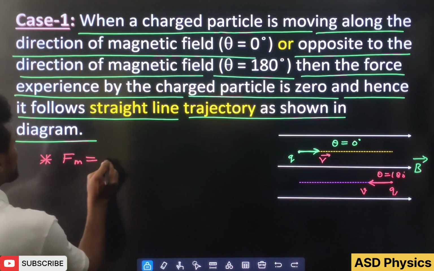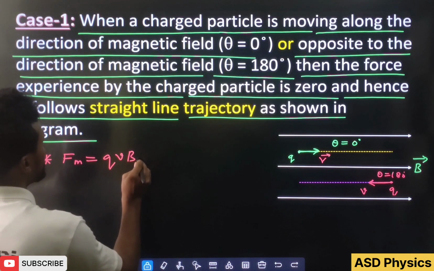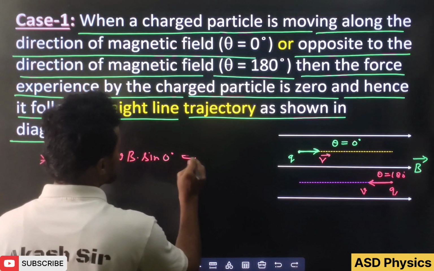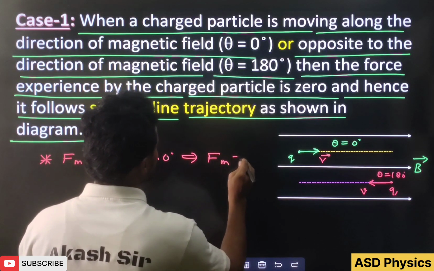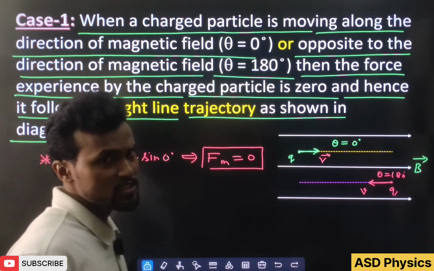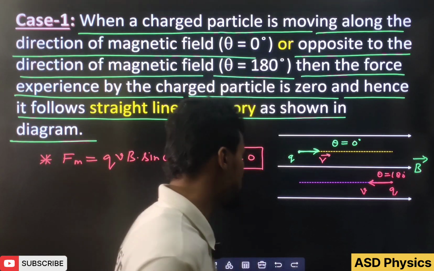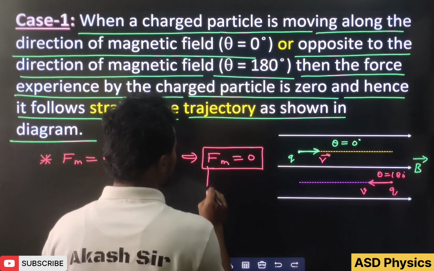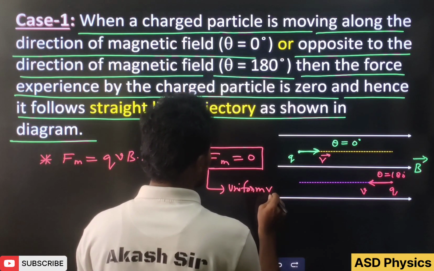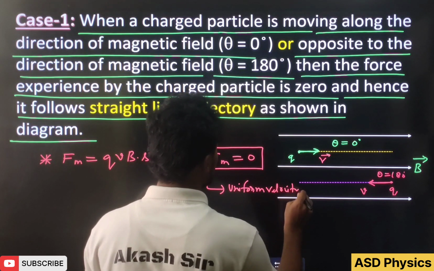So in all these situations, the magnetic force is QVB, either sin 0 or sin 180 degree, and this will come 0. Zero force. So whenever the force is zero, from Newton's first law of motion, the velocity will be constant, or we can say uniform velocity.